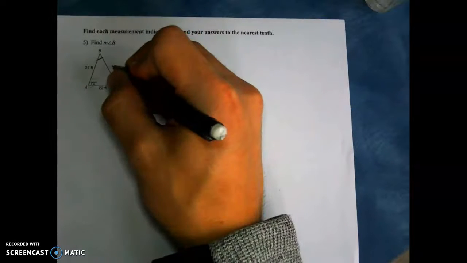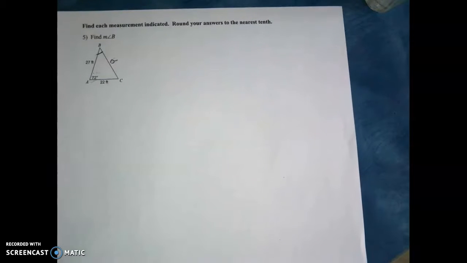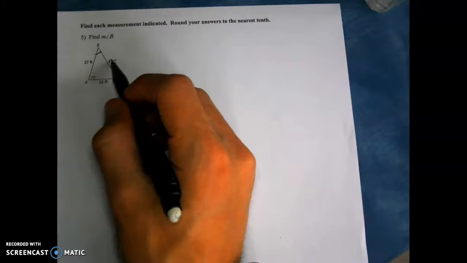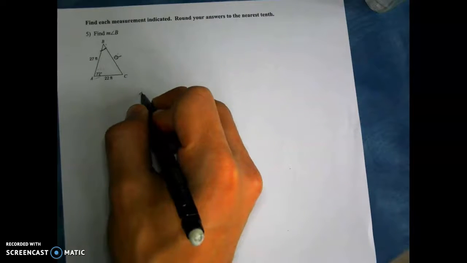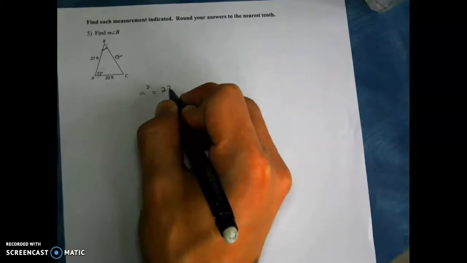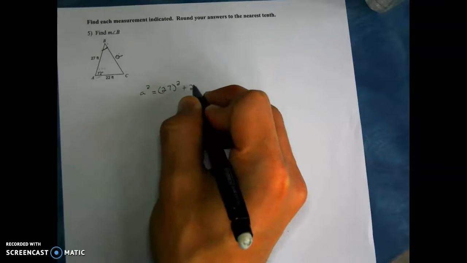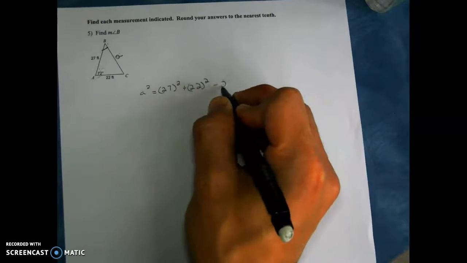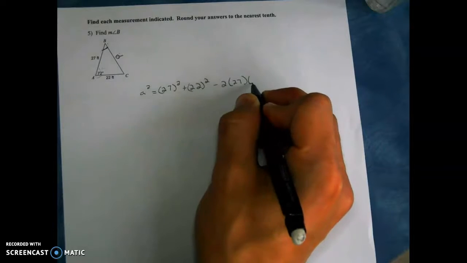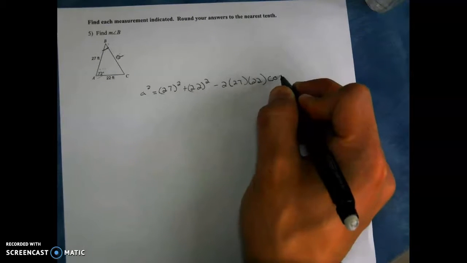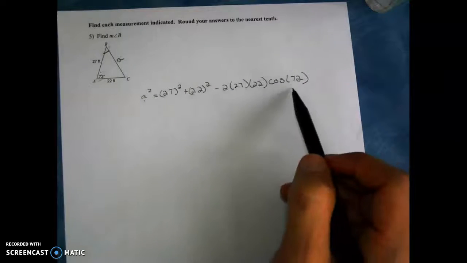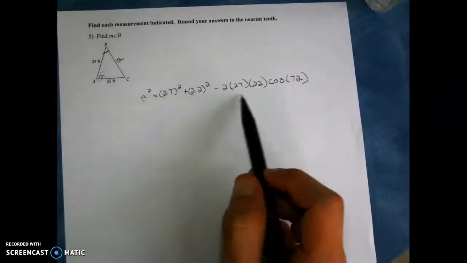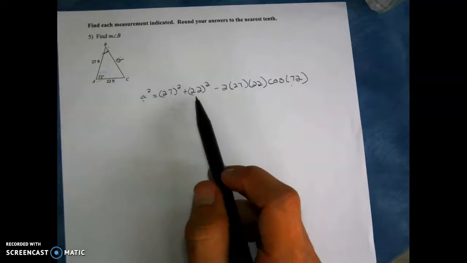So first, I'm going to find little a. I'm going to find this side because once I get this, then I can use law of sines to find angle B. So let's start with it. Here, I'm going to use law of cosines. So I'm going to have a squared is equal to 27 squared plus 22 squared minus 2 times 27 times 22 times the cosine of big A, which is 72. Remember, these should correspond: the side and the angle, and then in between are just the sides that are left over. So 27 and 22, right there.